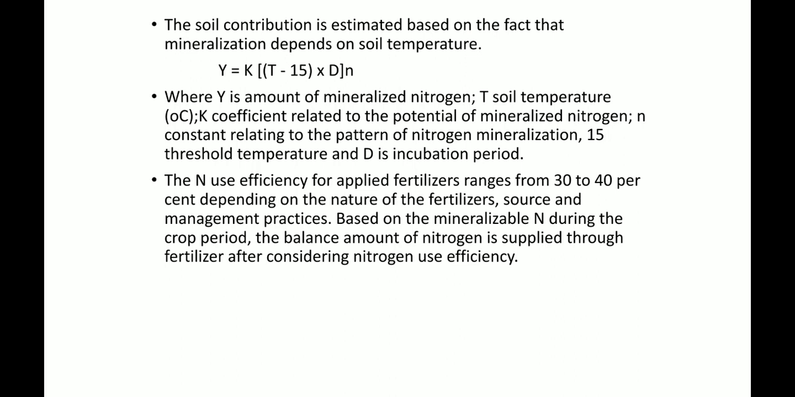The nutrient use efficiency, especially nitrogen use efficiency, for applied fertilizer ranges from 30 to 40%, depending on the nature of the fertilizer, the source and management practices. Based on the mineralization of nitrogen during the crop period, the balanced amount of nitrogen is supplied through fertilizer after considering the nitrogen use efficiency. In the case of the DRIS approach, the nitrogen use efficiency can be calculated as per the mineralization process of nitrogen, as the mineralization of nitrogen depends on the soil temperature. If the soil temperature increases continuously, then it will affect the mineralization process.